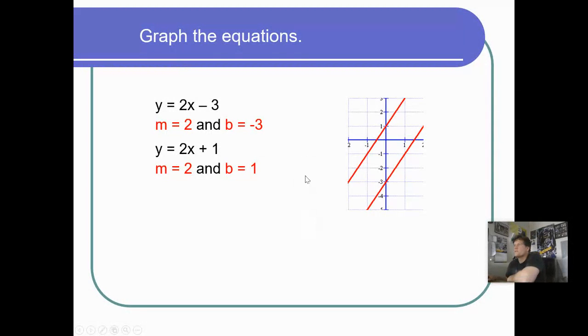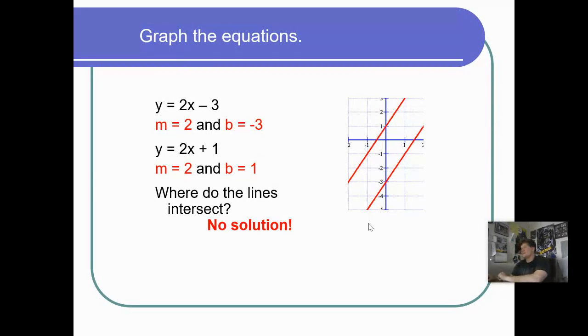So I'm graphing this. I had a +1 intercept, a +2 slope. So I go up 2 over 1, connect with that line. We're done. Negative 3 intercept, +2 slope, up 2 over 1, up 2 over 1. Okay, connect with a line. Done. What do you notice about these lines?